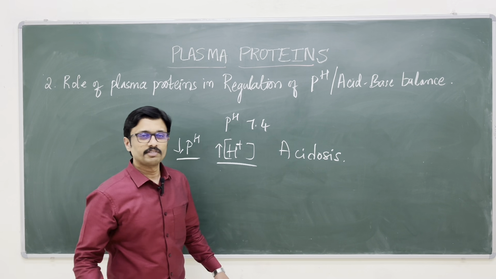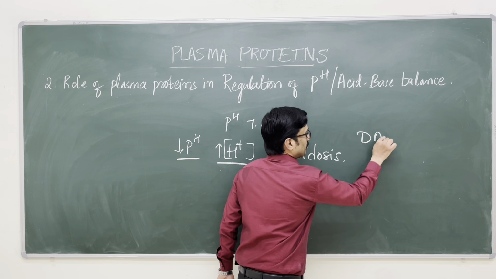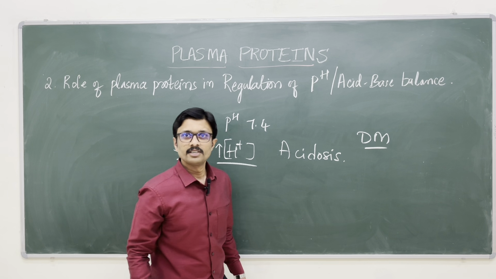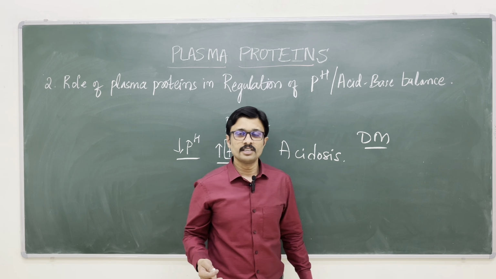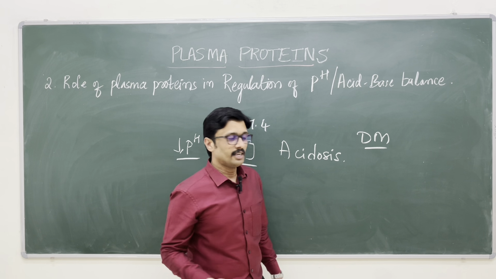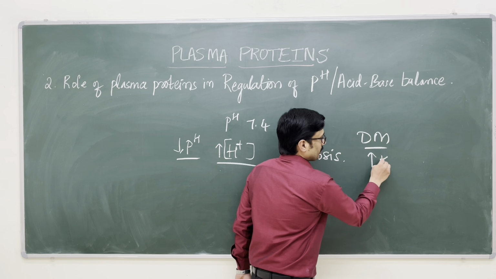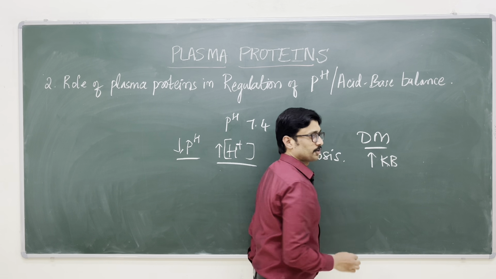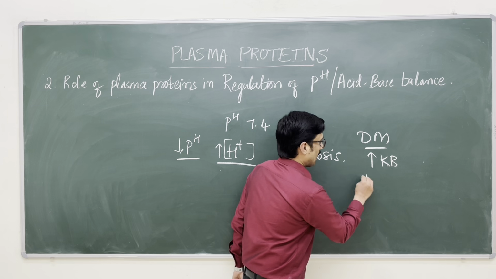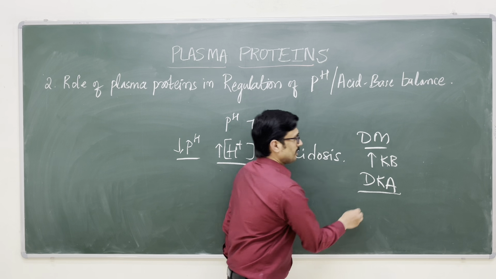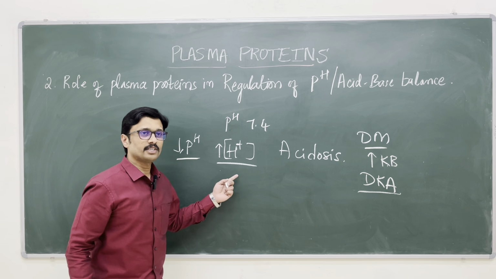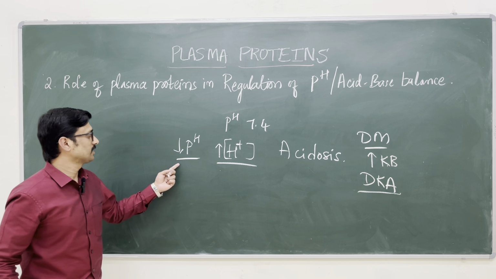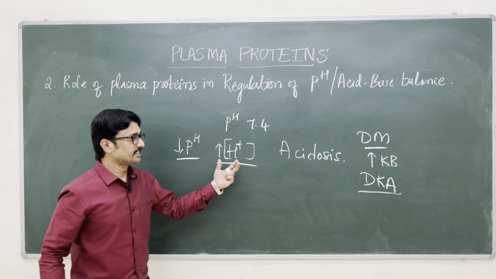So consider a patient with diabetes mellitus. The diabetic state is in an uncontrolled state. So when the diabetic state is uncontrolled, the ketone body production is increased. The ketone bodies are keto acids. There is increased ketone body production and increase in the ketones in the plasma. We call it diabetic ketoacidosis. So in this diabetic ketoacidosis, the hydrogen ion concentration in the plasma is increased and the pH is reduced. So it is an acidic state.